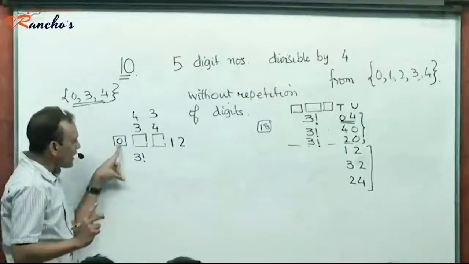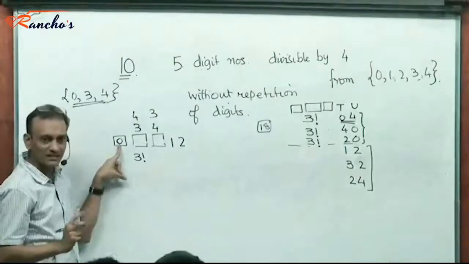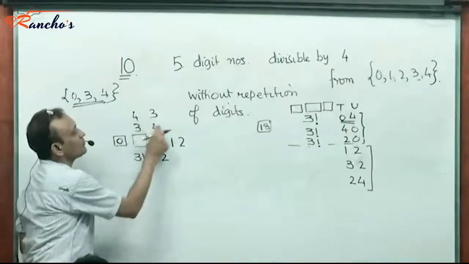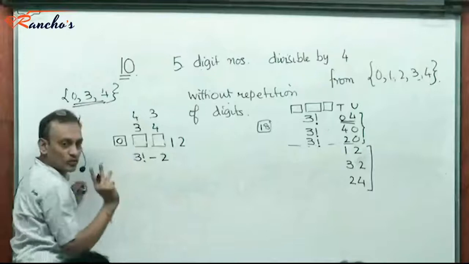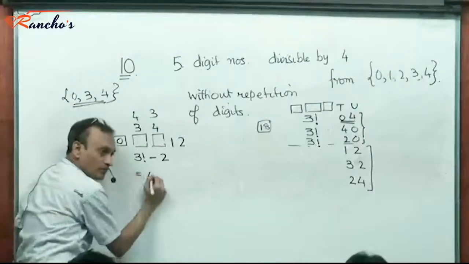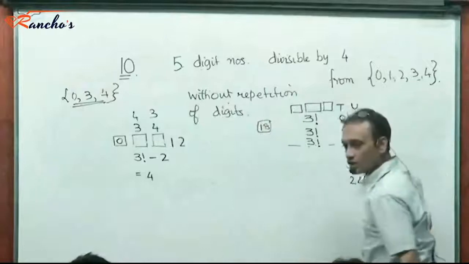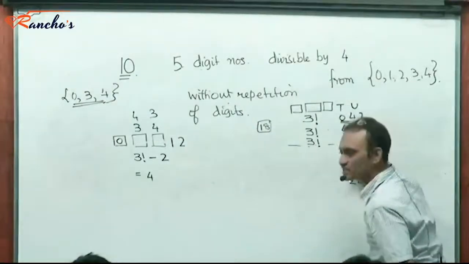Those 2 cases are the ones where 0 appears in the first place. So from this, I exclude the 2 cases. Say 0, 3, 4 and 0, 4, 3 are excluded. 2 cases are excluded. That makes it 4. Right? So with 1, 2 in the last 2 places, there are 4 cases of this.